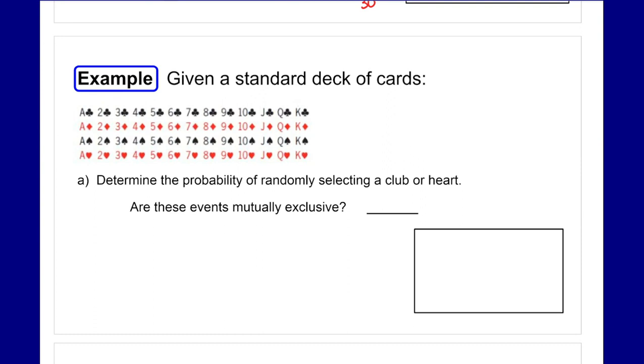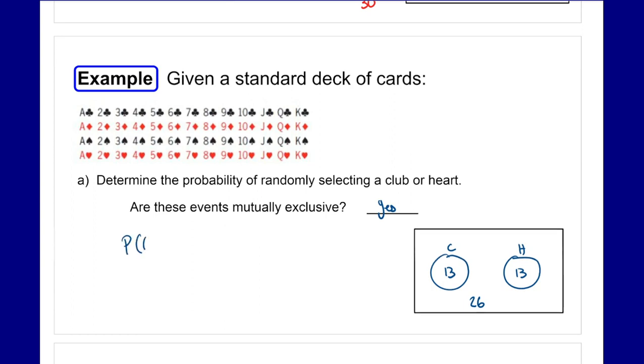So next example. Given a standard deck of cards, so we have all the outcomes here, determine the probability of randomly selecting a club or a heart. So are these events mutually exclusive? Are they separate? Can I draw 2 circles and say that they're separate in our sample space? In this case, yes, they are, because a club, there's 13 of them. They are different suits from hearts, which there's also 13 of. There's 26 remaining other cards outside of those two events.